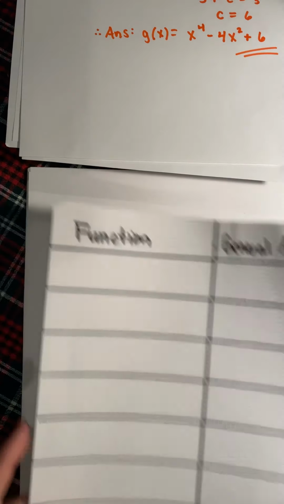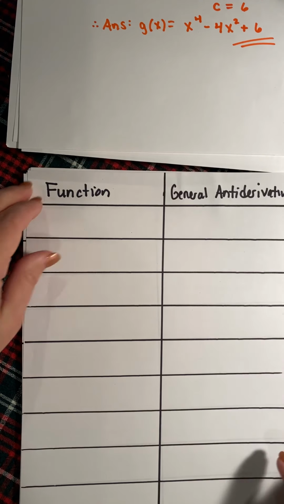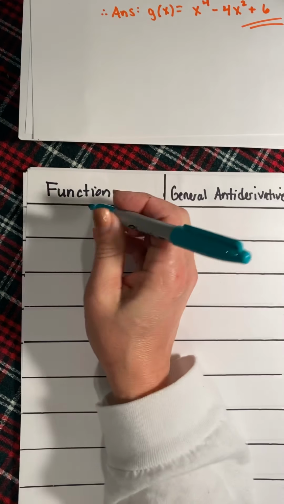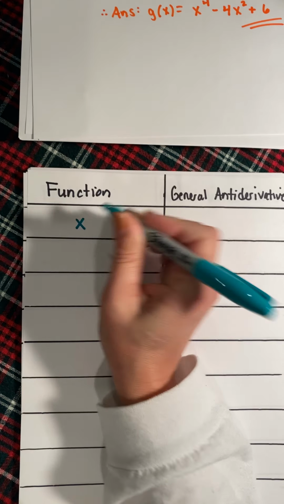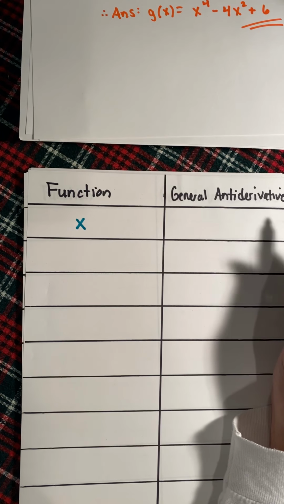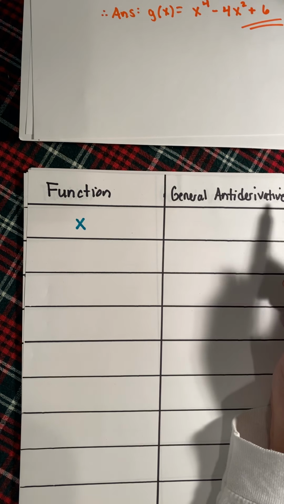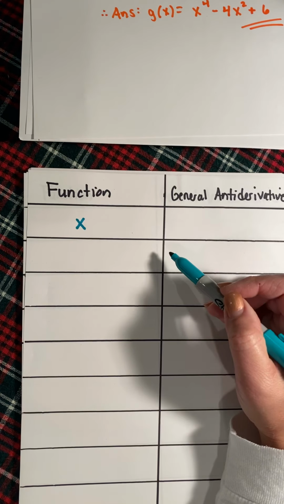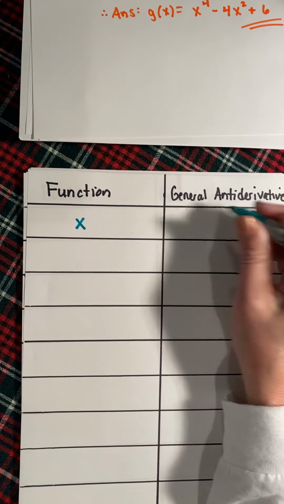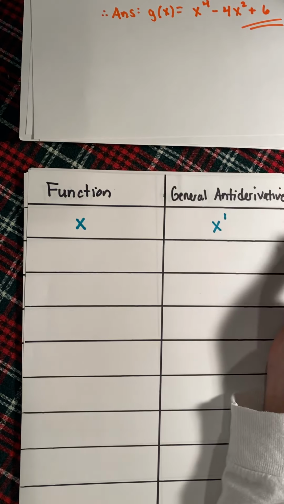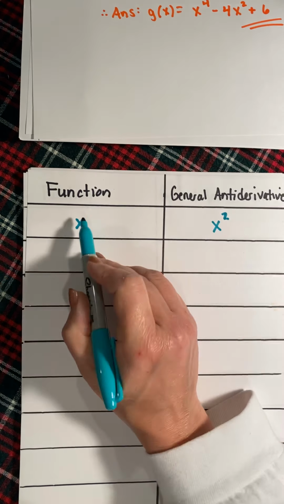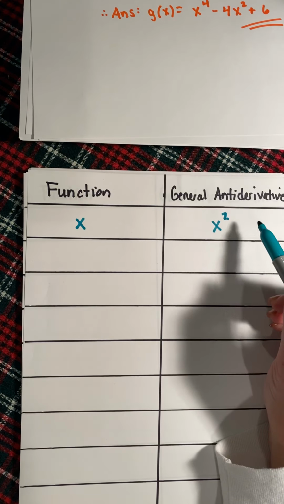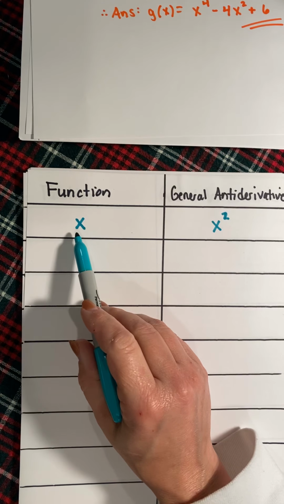Okay, so let's look at some functions and find their general antiderivative. The function x. Well, what function has derivative x? Well, when we find derivatives, we reduce the power by 1. So when we're finding antiderivatives, we have to add 1 to the power. We added 1 to the power. So x squared would give me a derivative of the form of x.